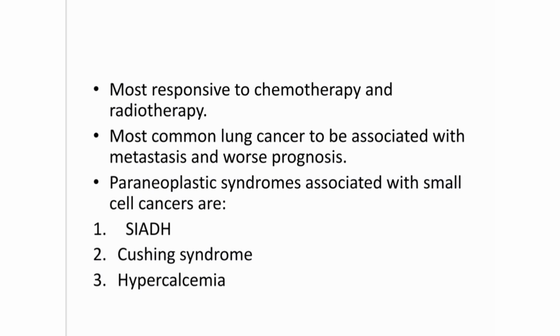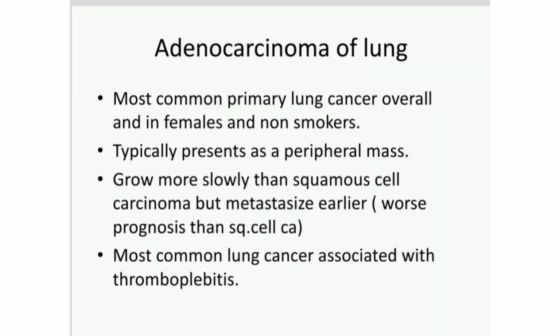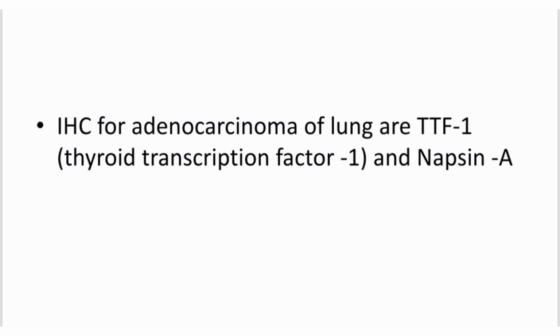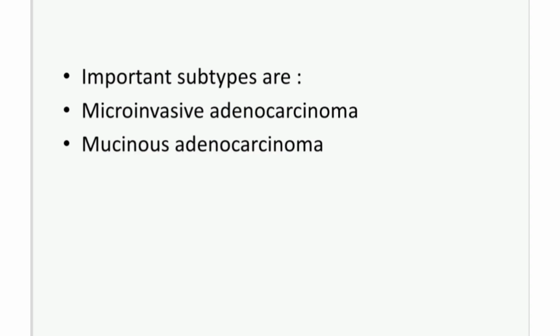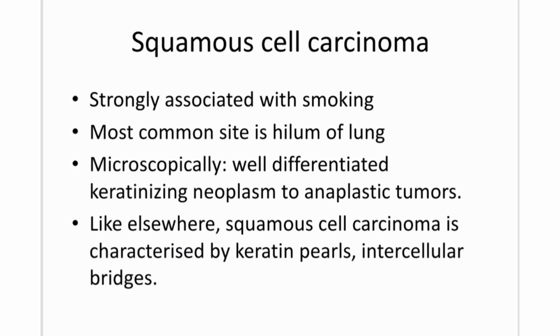It is responsive to chemotherapy and radiotherapy. Most common lung cancer to be associated with metastasis and very bad prognosis. Coming to adenocarcinoma, it is the most common primary lung carcinoma overall in females and in non-smokers. It presents as a peripheral mass. IHC for adenocarcinoma is TTF1 and napsin A. Important subtypes are microinvasive and mucinous adenocarcinoma.